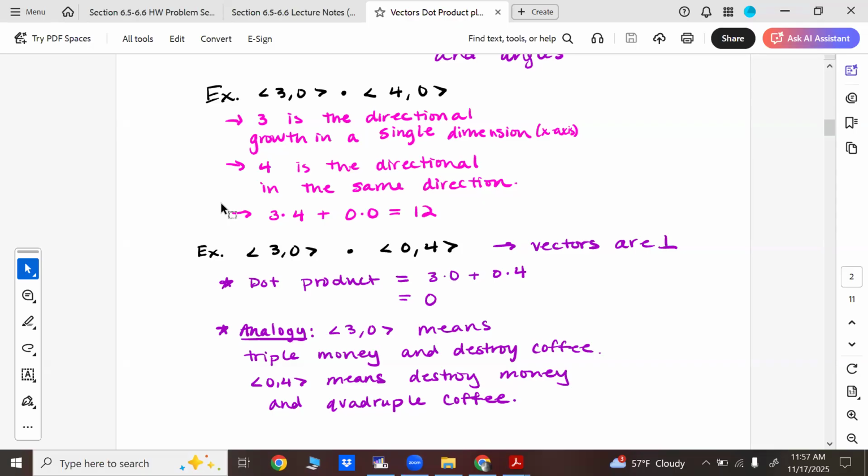Now, let's look at 3, 0, and 0, 4. One is going left. Where's 0, 4 pointing? Up. So that's perpendicular, right? Dot product is 0. Okay, I think now I understand our analogy a little better.